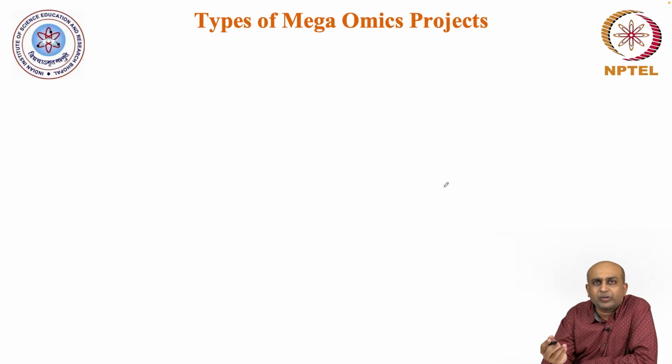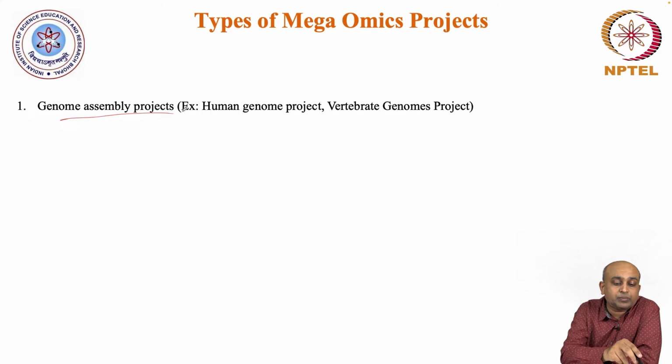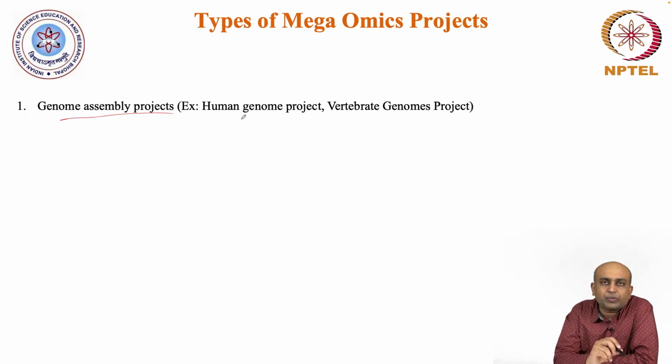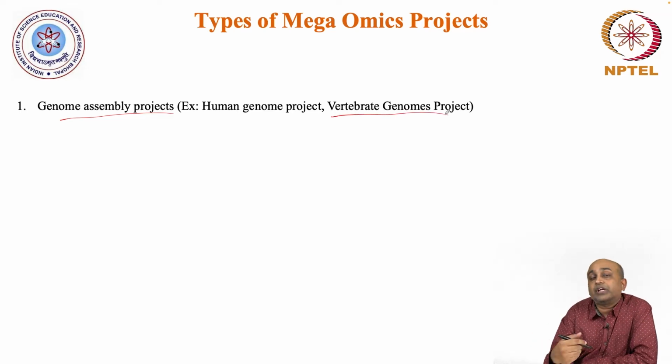So when we talk about mega omics projects, what kind of projects are we talking about? For example, you have a genome assembly project. We talked about the human genome project, how there were people from various countries, from hundreds of universities taking part in it. And of course there are more recent projects like the vertebrate genome project, where again there are a lot of stakeholders who have all come together in a consortia, and this vertebrate genomics consortium is working on making genomes for hundreds of vertebrate species. So these kind of genome assembly projects, but again at a much larger scale, is one type of omics project that is done at a mega scale.